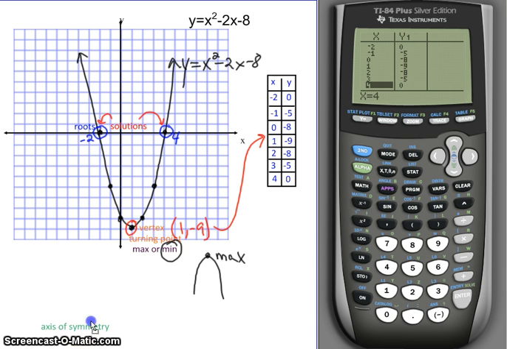The last thing we need to know is where to find the axis of symmetry. The axis of symmetry is this imaginary line that goes through the center of my parabola, cutting it in half, making two equal parts left and right. The equation for that line is always going to be x equals some number. Now we can see that that's x equals 1, but I can also get that information from the x value of my table, x equals 1.